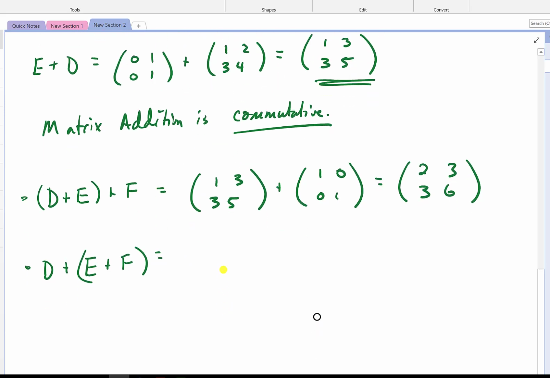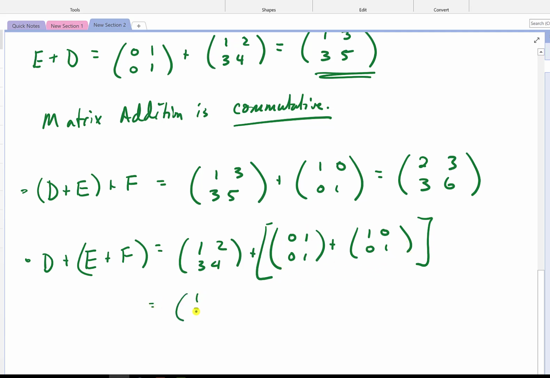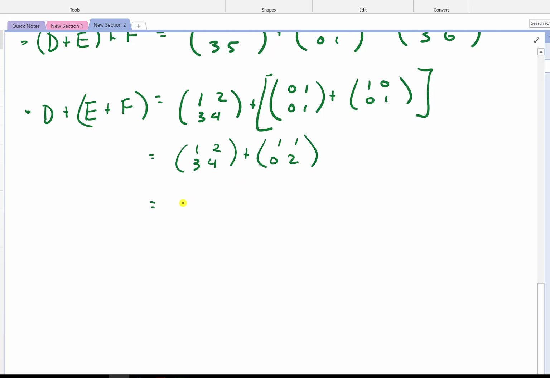Matrix D was 1, 2, 3, 4, and we're adding to that the sum of matrix E, which was 0, 1, 0, 1, and matrix F, which is 1, 0, 0, 1. And I've got to put an extra set of grouping symbols around these, telling me to do this matrix addition first. So that gives us 1, 2, 3, 4 for matrix D, plus, adding these two matrices together, we get the entries 1, 1, 0, 2. Double check me, did I add those correctly? Yep, I think I did. Okay, so now we combine these two matrices and we get 2, 3, 3, 6.